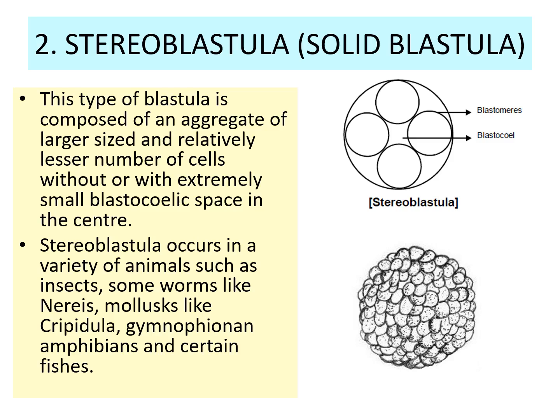The next type of blastula is stereoblastula, or solid blastula. This type of blastula is composed of an aggregate of large-sized and relatively fewer cells, with no blastocoelic space or an extremely small one in the center. So the blastocoel is very small. Examples are Nereis, mollusks, gymnophionan amphibians, and certain fishes. It occurs in a variety of insects also.